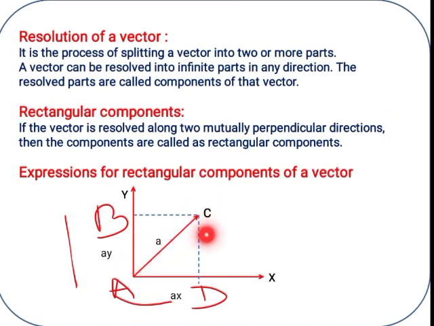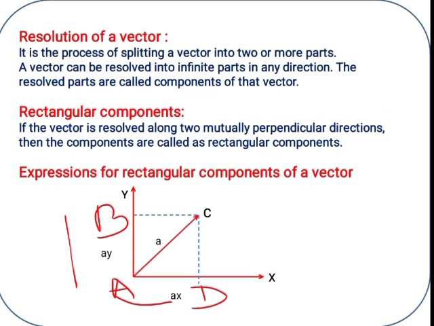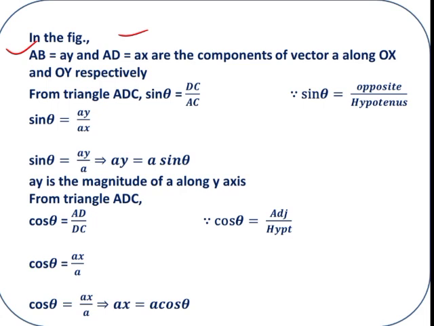From triangle ADC, the right angle triangle, what is sine theta? Is it not DC divided by the hypotenuse? DC means the opposite side here. Suppose we consider this is angle theta, and this is a right angle triangle. So from this, what is sine theta? Is it not DC divided by AC? So DC by AC, because we know that sine theta is opposite upon hypotenuse.